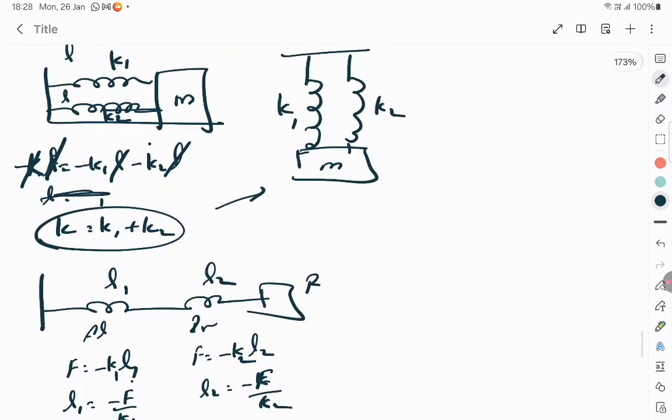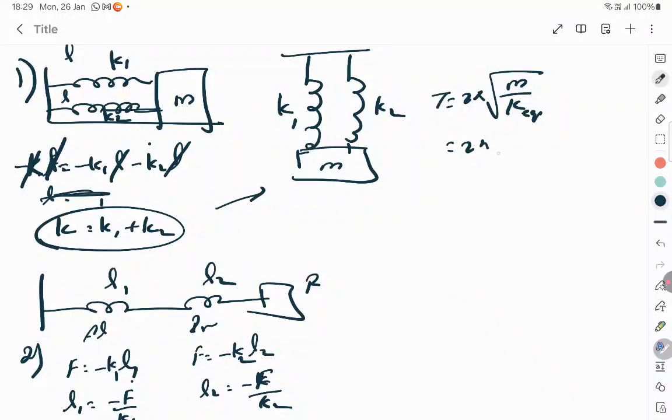Once you get this in the case of the first derivation and this in the case of the second, parallel and series, you can calculate the time period. You know, time period is equal to 2 pi into root of m by k, where k is the k equivalent in parallel connection, which is m by k1 plus k2.